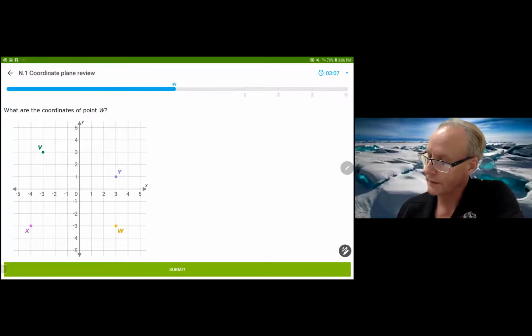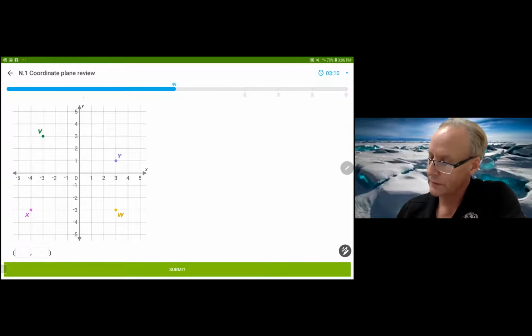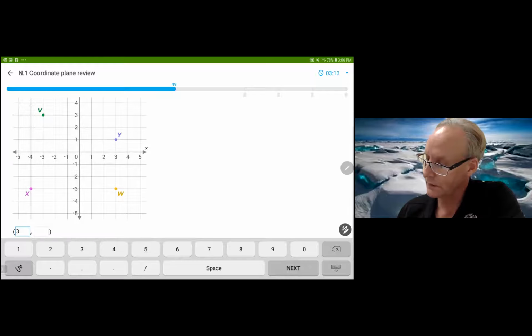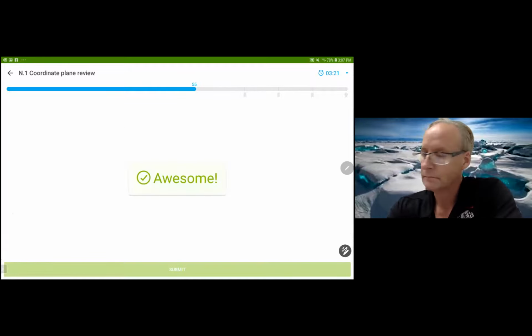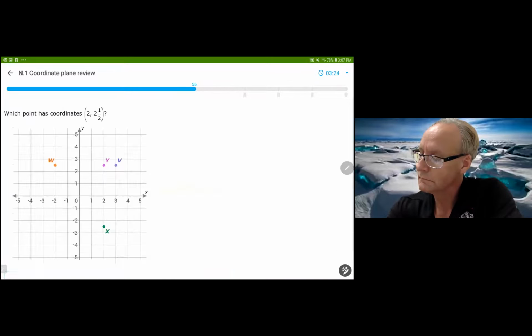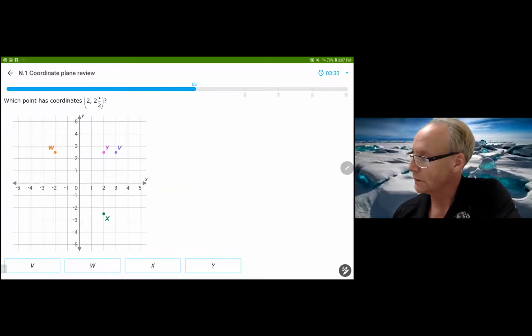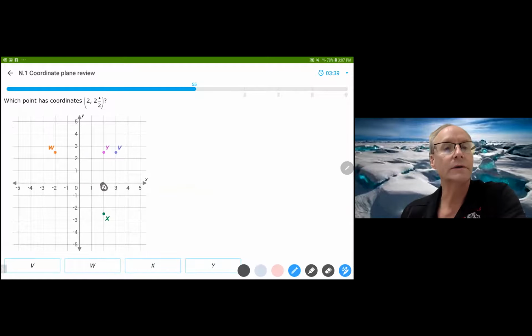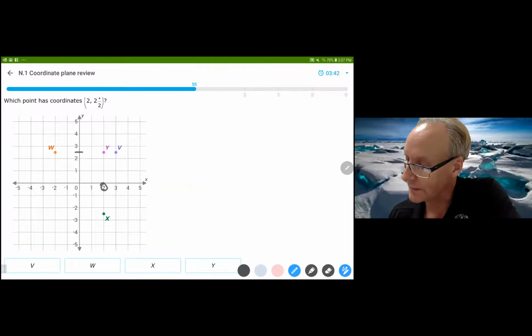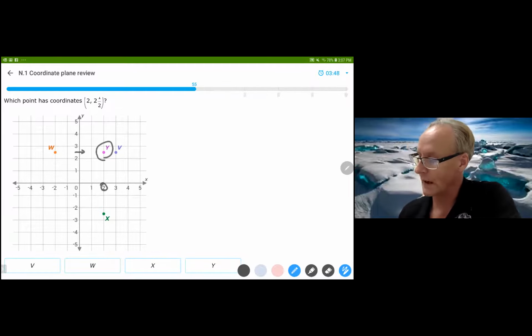For W, we're looking at 3, -3. 3 for the x value and -3 for the y value. Notice that I went down 3 for the y. Which point has coordinates 2, 2.5? So the x value is at 2. So let's take a look. The x value is at 2 right there, and the y value is at 2.5. 2.5 is right there. So what point is there? And it happens to be the point y.